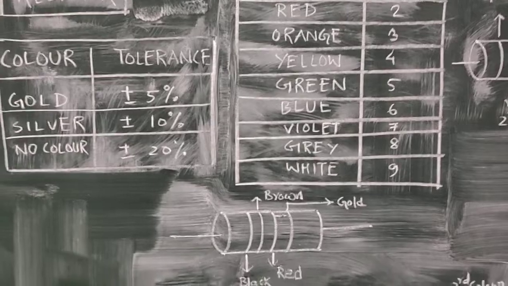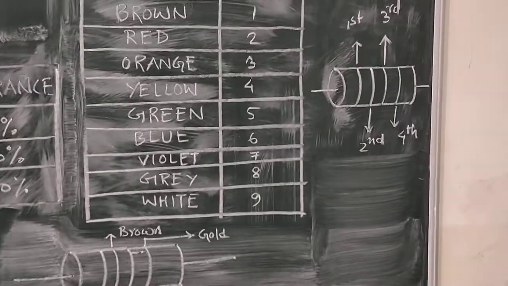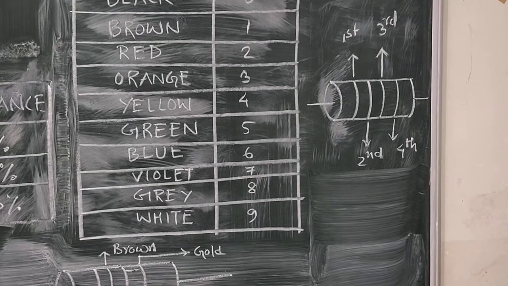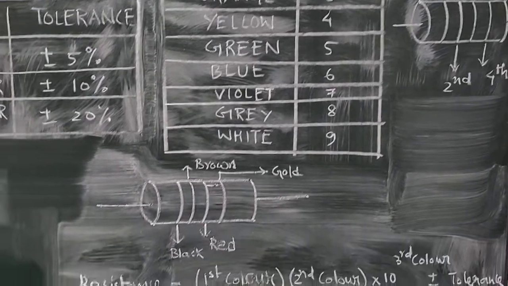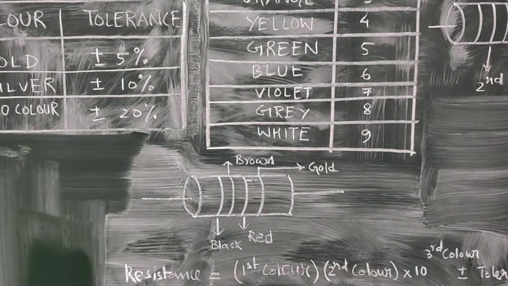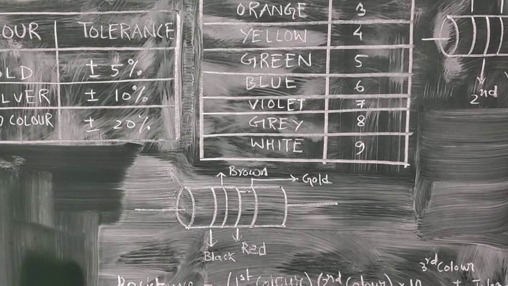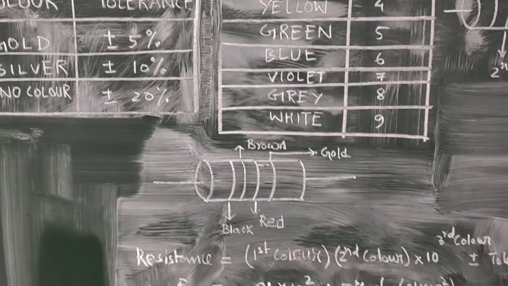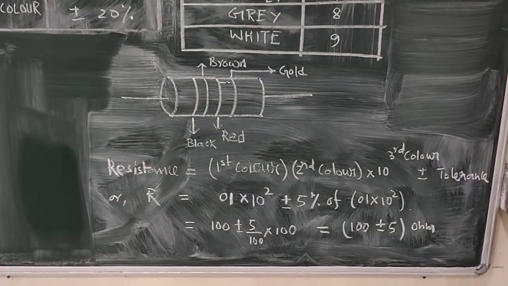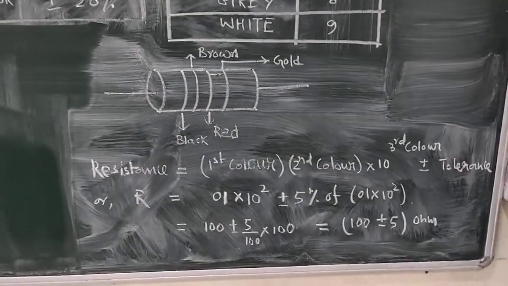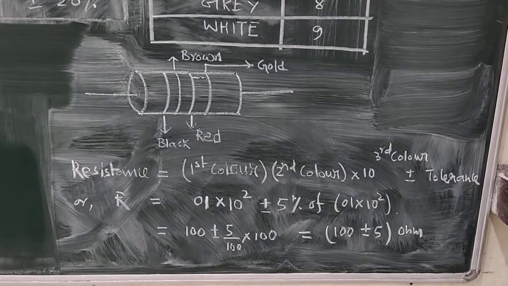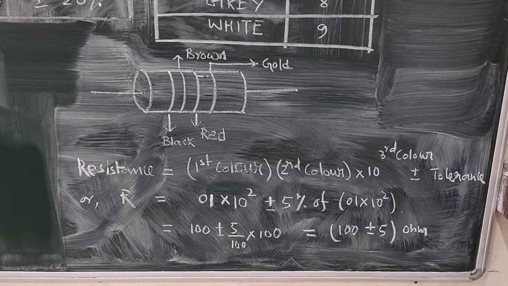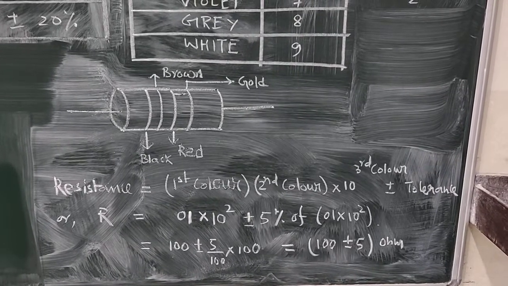Basically, in color code there are 4 bands. Starting from left, first, second, third, fourth. So this part I have taken as an example. Fourth band: first is your black, second is your brown, third is your red, and fourth is your gold. So how do you write the value of the resistance if this color exists? So the formula is your first color, keep it within the bracket, second color, keep it within the bracket, into 10 to the power third color, and plus minus tolerance.